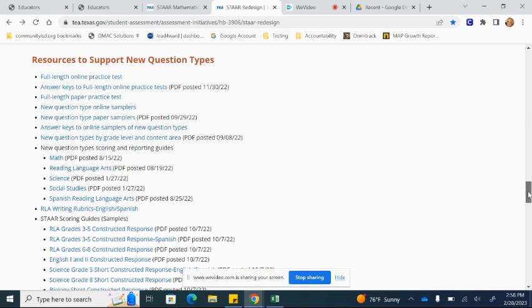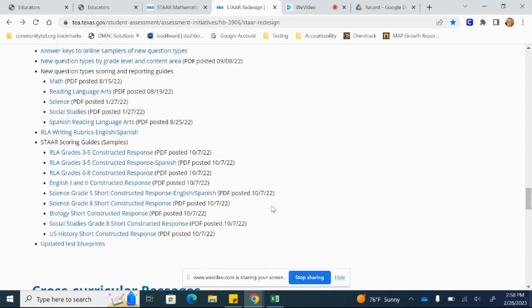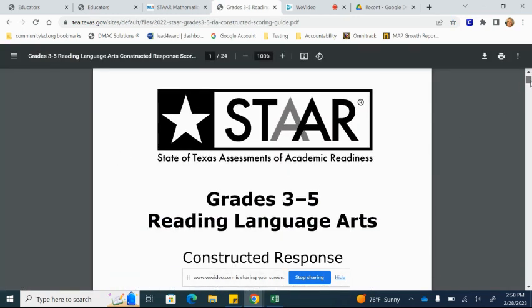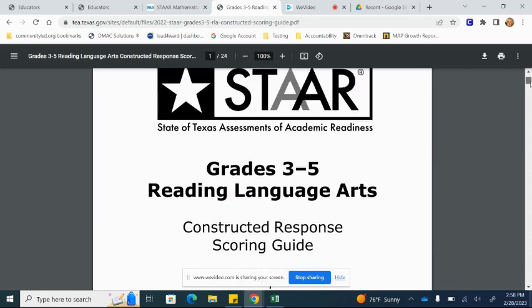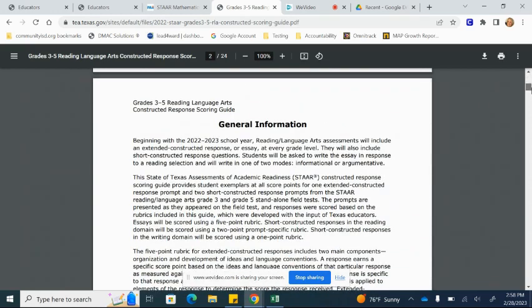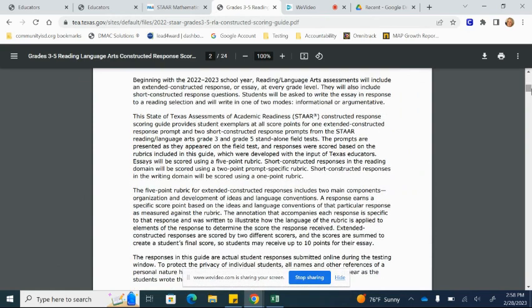writing questions. Okay. So once again, under new question types, we do have the STAR scoring guides. It says samples. So you have your RLA. These are the tests where students will have short constructed responses and extended constructed responses. Your science and your social studies test will have short constructed responses. Okay, so if we want to just use this 3 through 5 RLA constructed response scoring guide as an example, we can pull that up. And then it gives us some general information here about scoring.